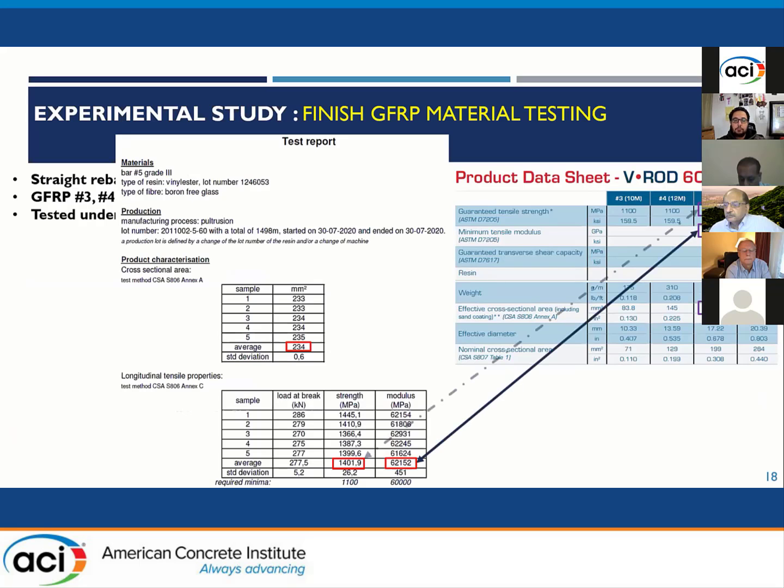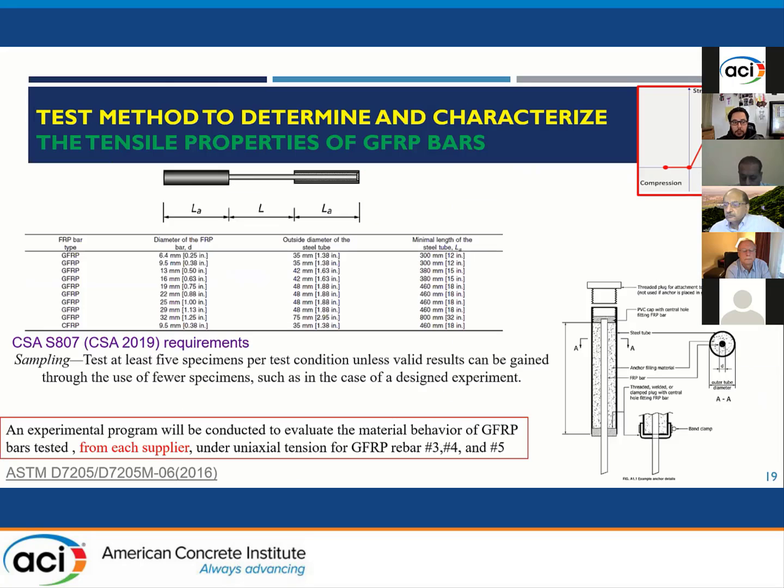For example, we have to validate the different data sheets provided by the manufacturer, with their quality assurance or quality testing done at the manufacturer, as well as with our own material testing program. ASTM D7205 is the standard testing procedure to be followed, which defines the gripping mechanism and everything, and how we wedge the bars in our MTS loading frame.